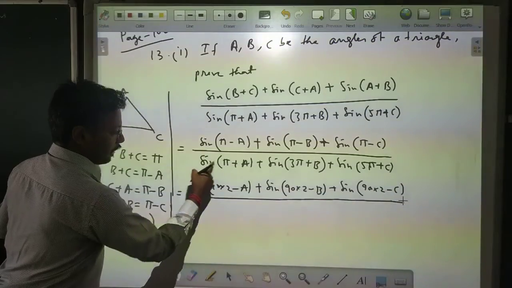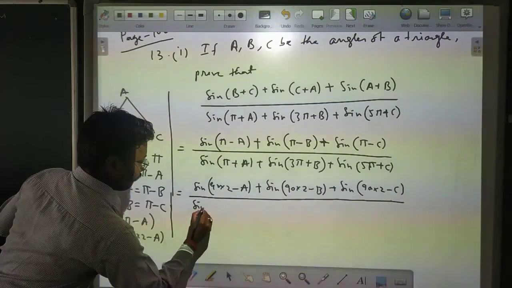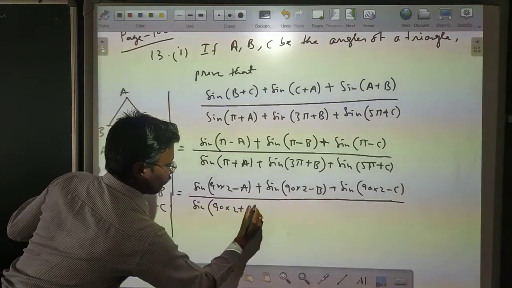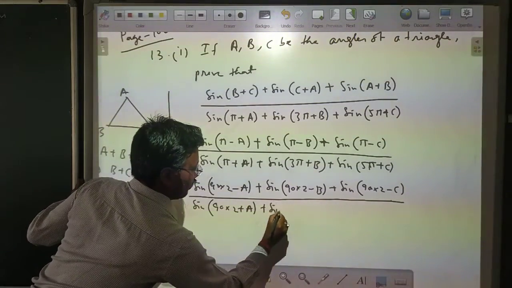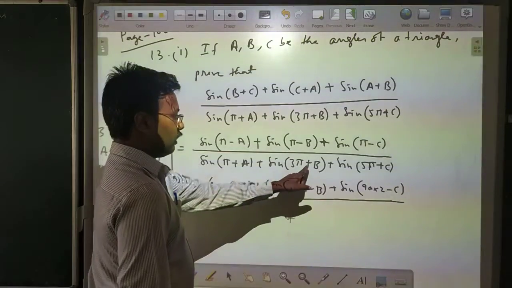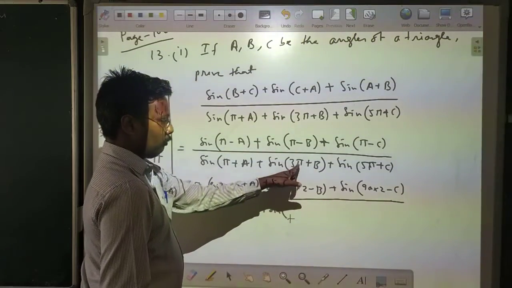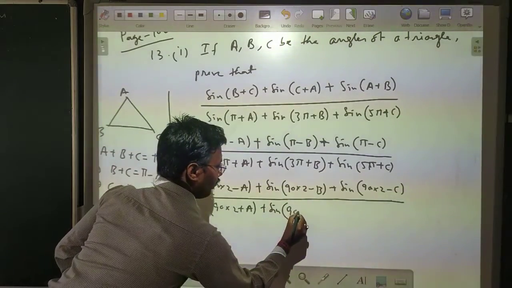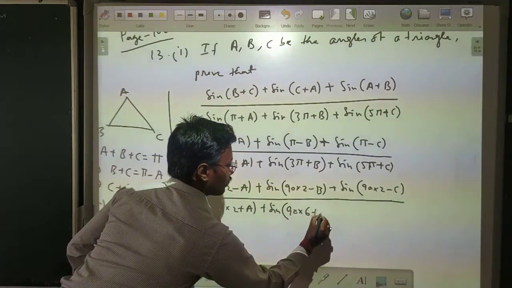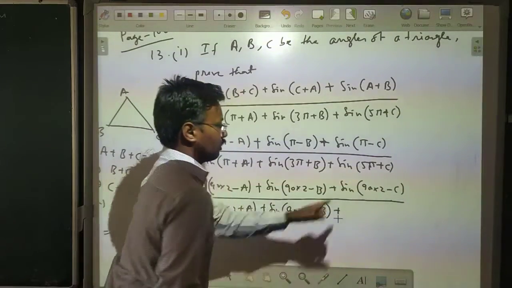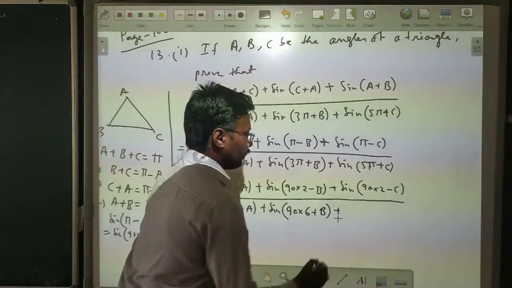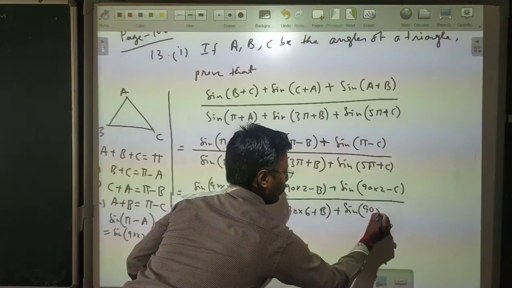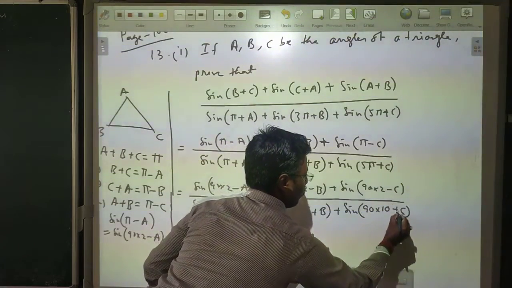Next we have sine pi plus a, which is sine 90 into 2 plus a, plus sine, this is 3 pi plus b. You know pi is 180 degree, that is 90 into 2. So out here we will be getting sine 90 into 6 plus b, plus, then we have 5 pi, so it is sine 90 into 10 plus c.